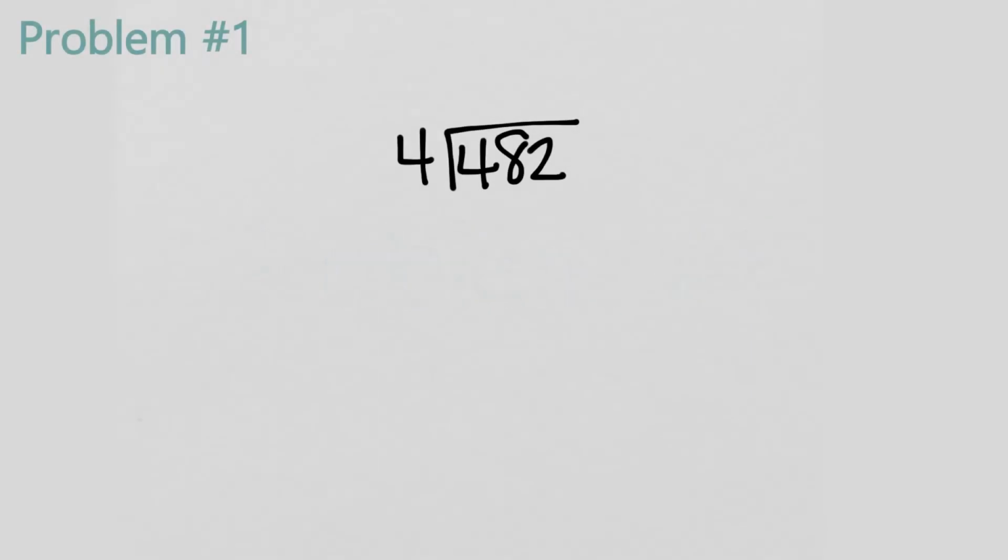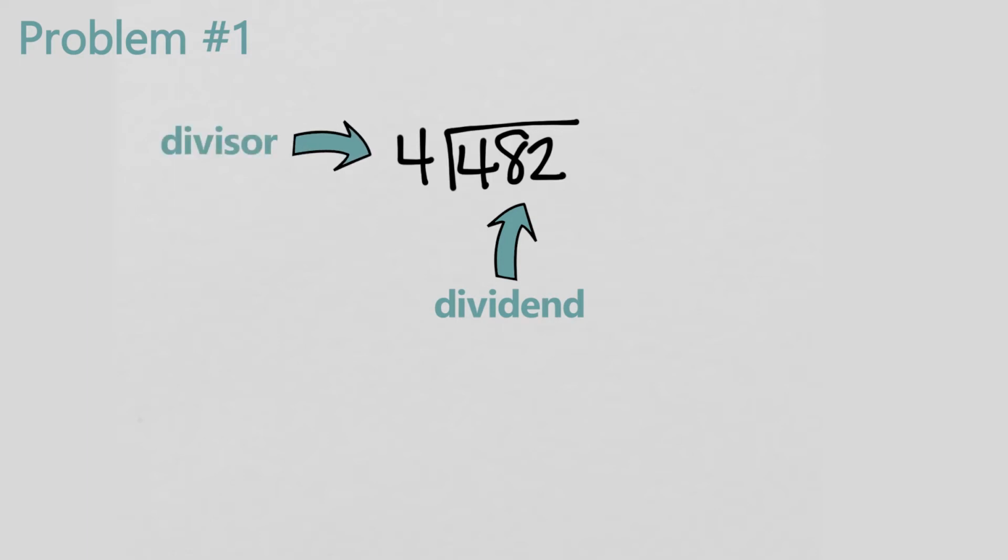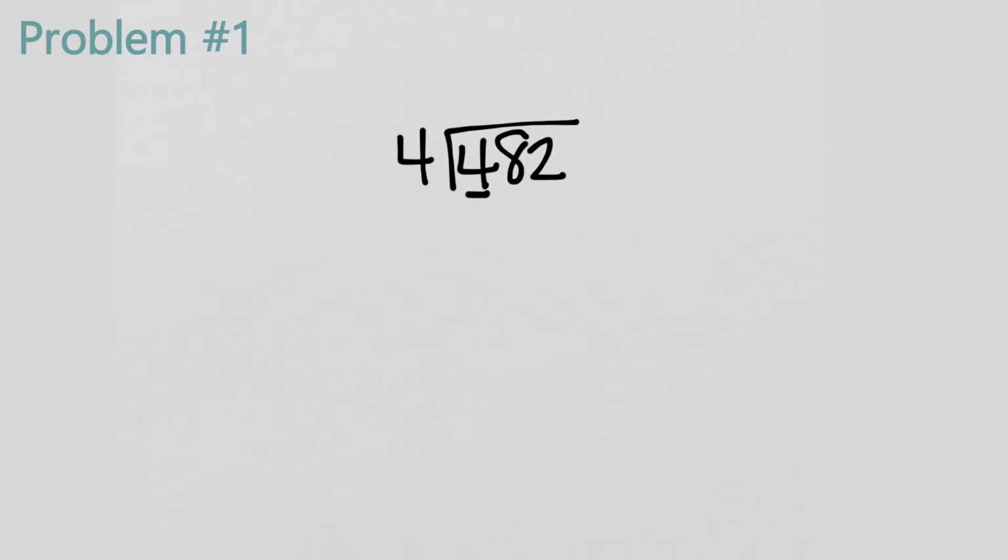Problem 1. Read the problem to yourself as I read it aloud. 482 divided by 4. Now just to remind you, 482 is our dividend and 4 is our divisor. Our answer will be our quotient. Now, can 4 go into 4? How many times? 1 time.